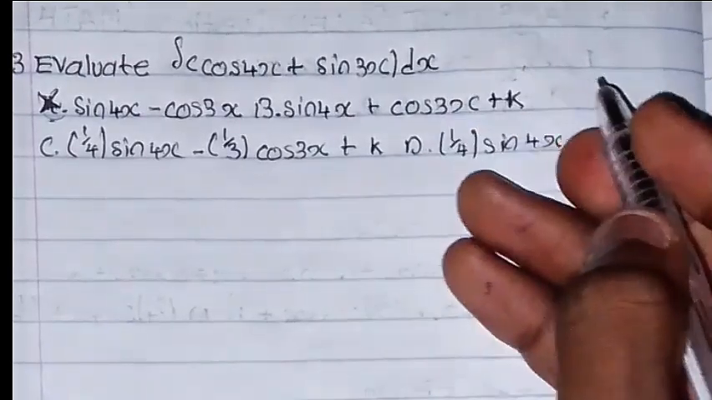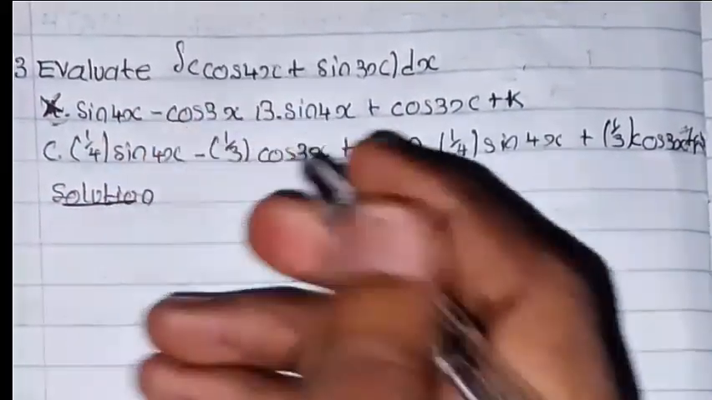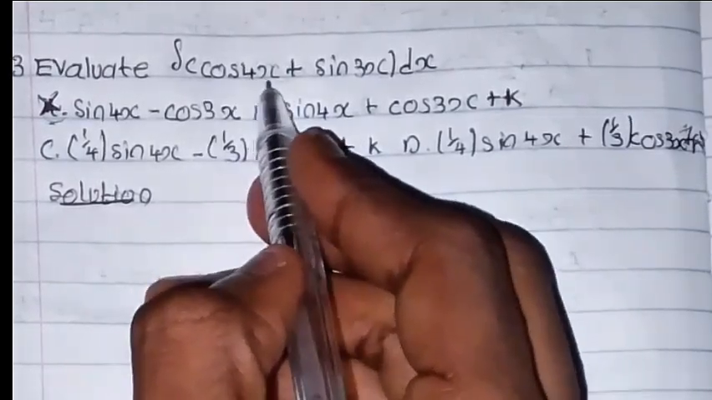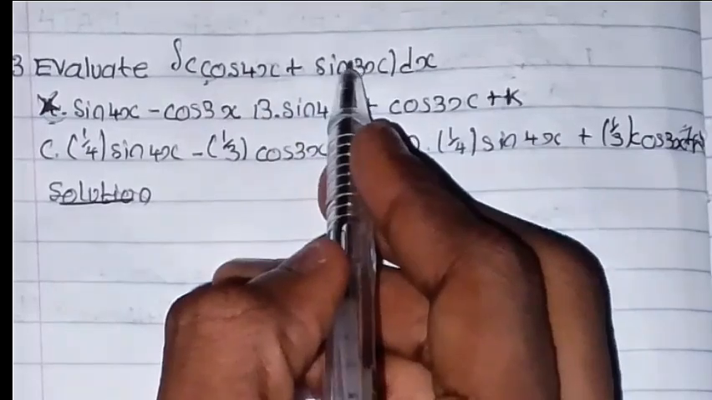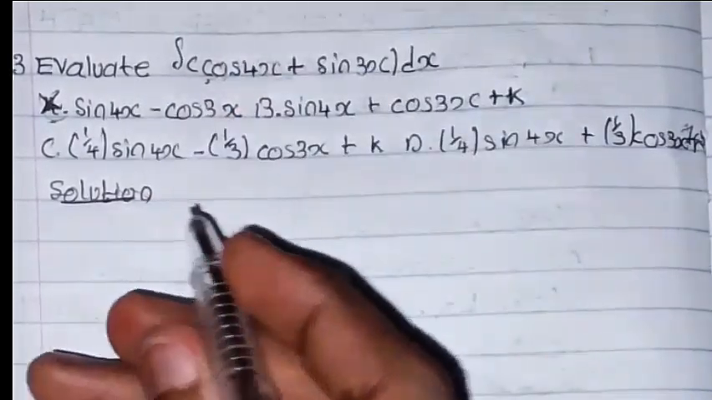So it is always safest to assume that there is a constant that we don't know. Alright, so now let's solve. As we did before, to evaluate a function which consists of multiple entities, like in this case we have cos 4x and sin 3x, we want to find the antiderivative of everything here. We are first going to treat them as single units. First, we find the antiderivative of cos 4x.